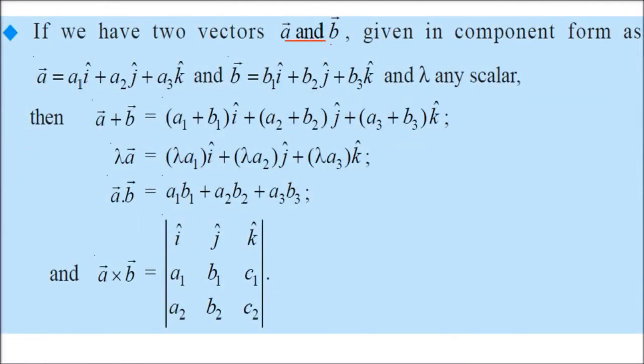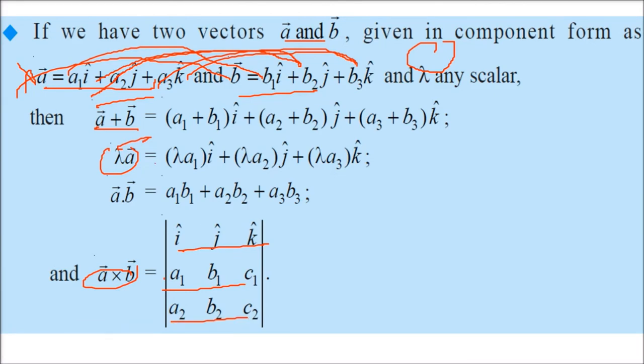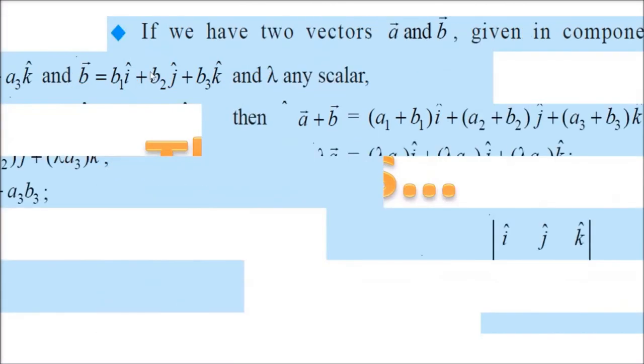If we have two vectors A and B given in component form, a1 i, a2 j, a3 k, like this, B also, and lambda is a scalar. When you add them, you add the coefficients of i, then j, then k. When you multiply with lambda, just multiply every coefficient with lambda. And when you take the dot product, you know what to do: a1 b1 plus a2 b2 plus a3 b3. And A cross B is something like this, we just discussed, with i, j, k. This is the determinant form.